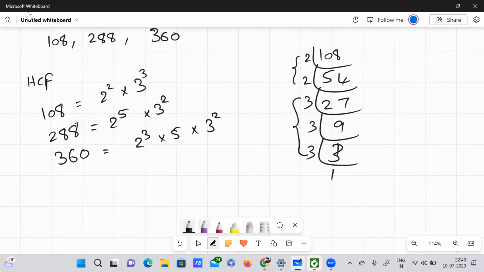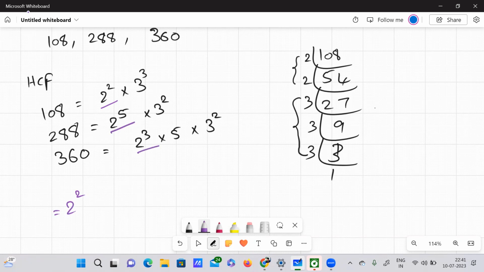So now, how do you calculate the HCF here? You need to look for the least power. So out of these first set of numbers, what is the least power here? 2 square has the least power. So you can at least expect 2 square in each of the sets, right? So I'm taking 2 square. Here also you have 2 square. Here also you have 2 square.